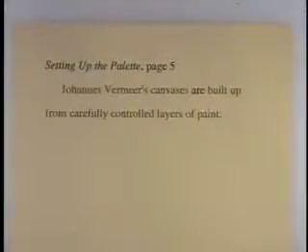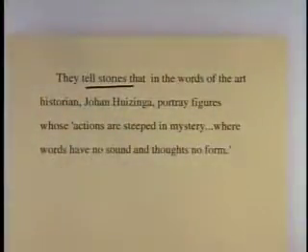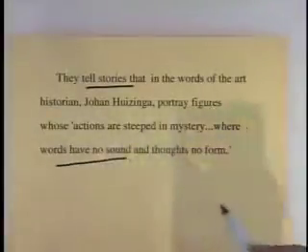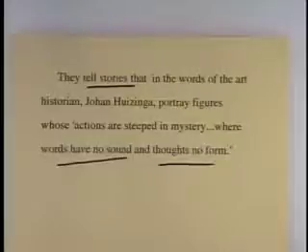In the meantime, let's talk about the fact that Vermeer's canvases are built up from carefully controlled layers of paint that are applied to that ground sheet, which we said was canvas. And those paintings tell stories. And those stories, in the words of this particular art historian, Johann Huizinga, portray figures whose actions are steeped in mystery. The words have no sound. The thoughts have no form. So this is kind of voiceless textiles. You're looking at a painting, and you have to decide what it means. Vermeer didn't give you a clue.